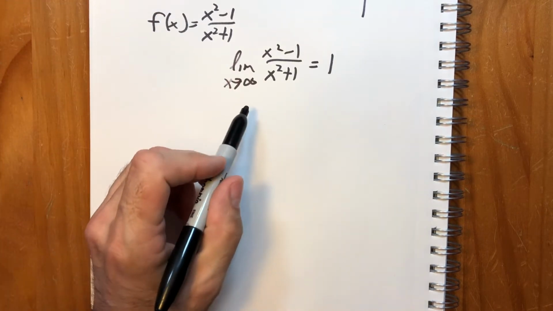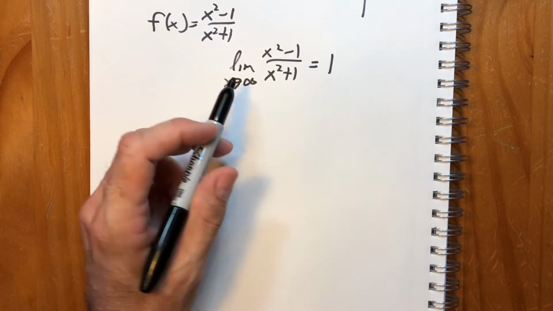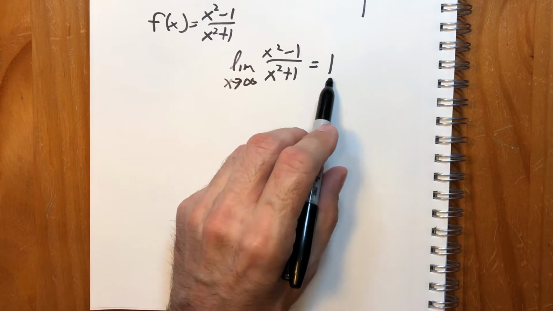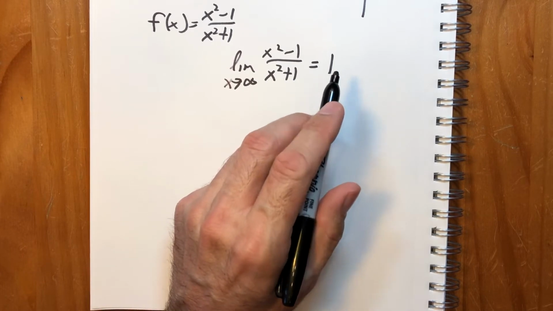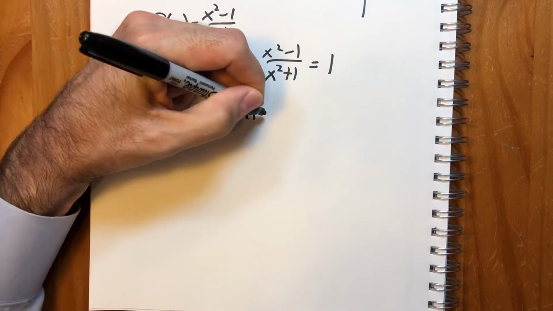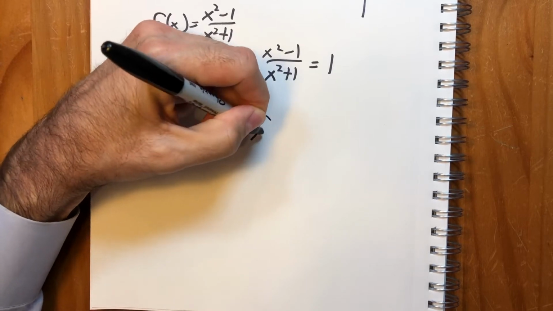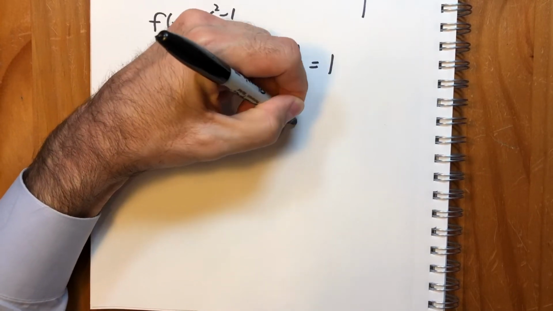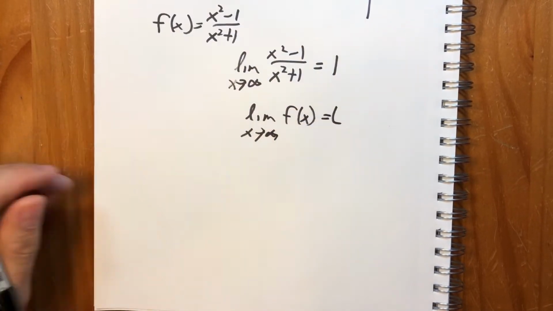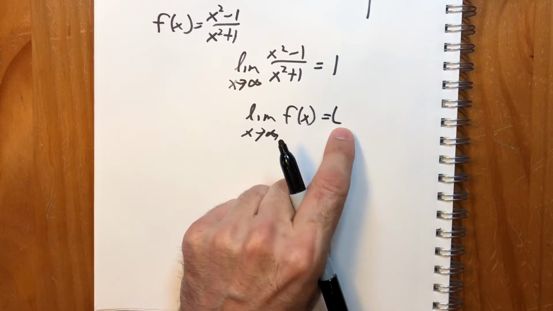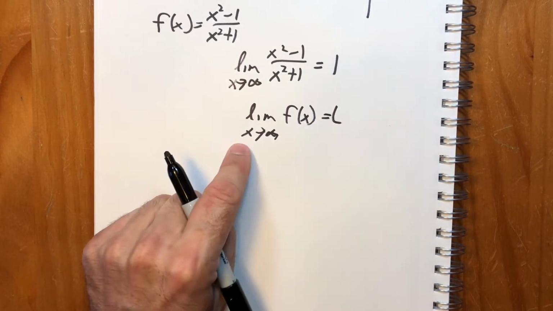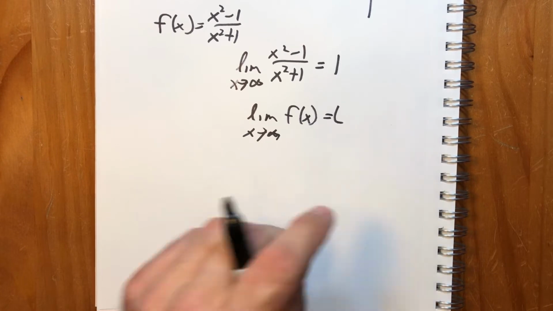So we're using the infinity symbol to mean that x grows arbitrarily large. But here we're saying that as x gets arbitrarily large, then f of x gets closer and closer to some specific value. So generally, we would say that the limit as x approaches infinity of f of x equals L, to mean that f of x gets closer and closer to this number as x gets larger and larger.